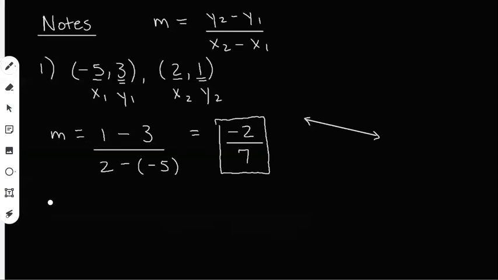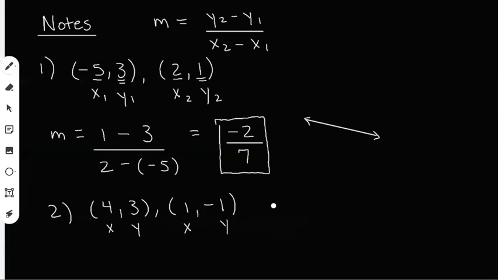Okay, let's take a look at the second one we're going to do. The second one is 4 comma 3 and 1 negative 1. So the first thing that I'm going to do is I'm going to label my x values and my y values. The x always comes first and the y always comes second. So xy, xy.